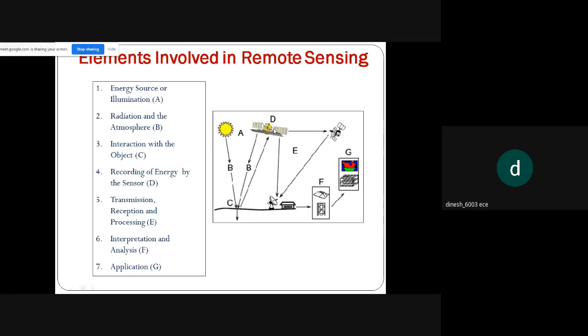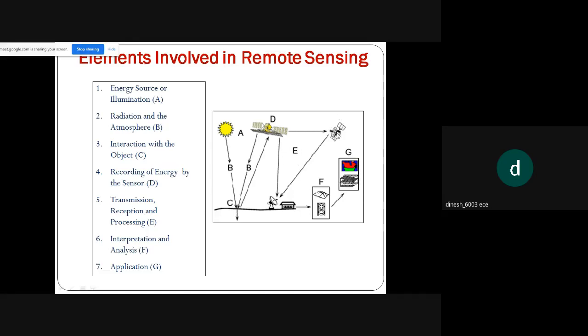So a sensor, either a satellite or in aerial surveying or photogrammetry or aerial photography, interacts with the object with the help of a sensor. A camera is a sensor, so it takes photographs or whatever might be. By emission or reflection or absorption, it will sense the data. Then E is transmission, reception, and processing. So that is given to the earth station. Transmitting, reception, and processing are all done in E.